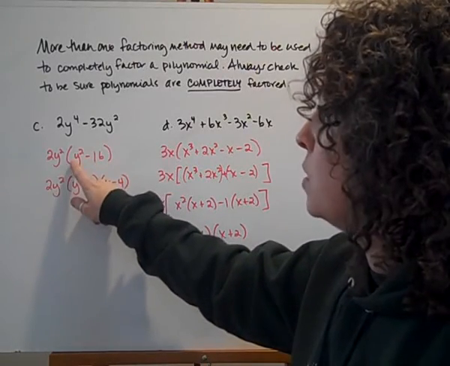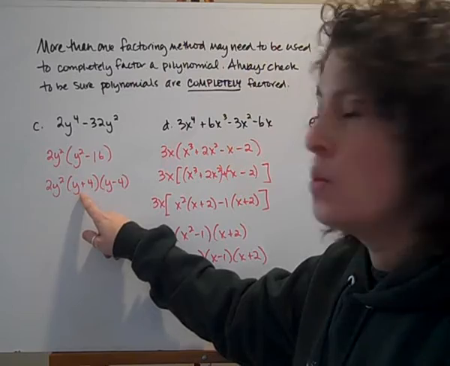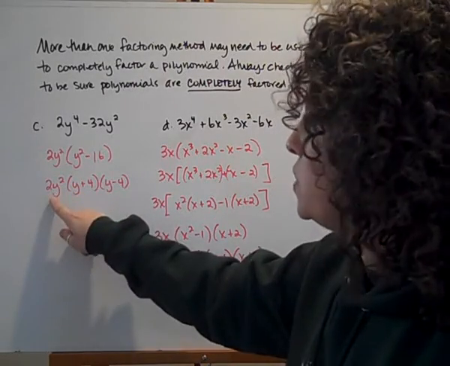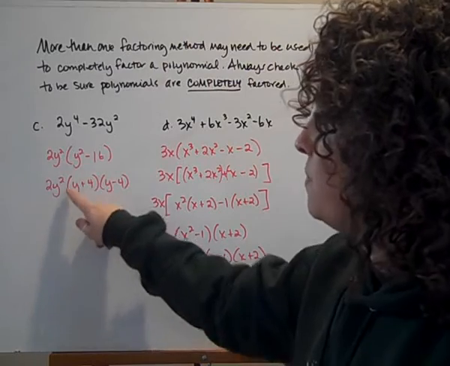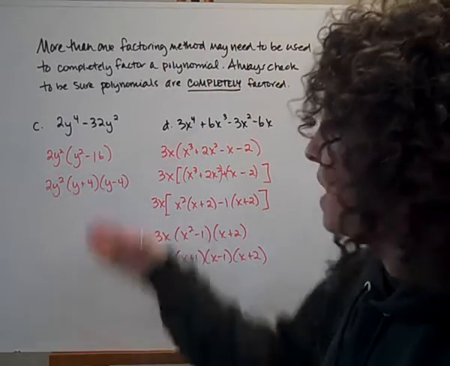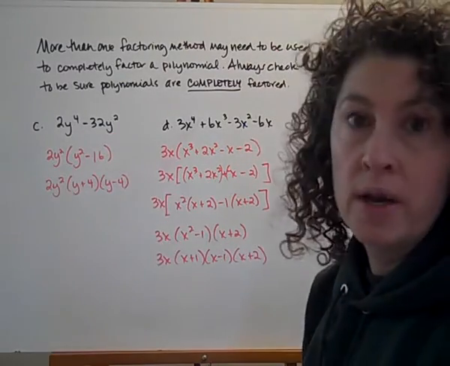First thing I want to check with the binomial, is it a difference of squares? So it's a difference. y squared is a perfect square. 16 is also a perfect square. So I'm going to break that up into y plus 4 times y minus 4. 2y squared, I can't do anything more with this. This, I can't do anything more with it. And this one, I also can't do anything more with it. So I'm kind of done. So there is the factorization of my original binomial.